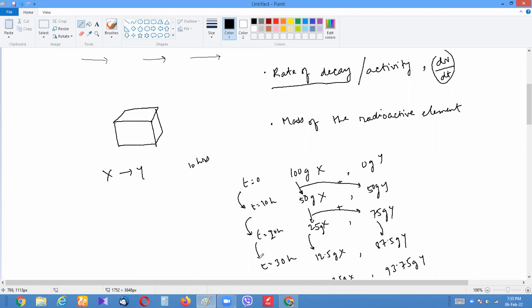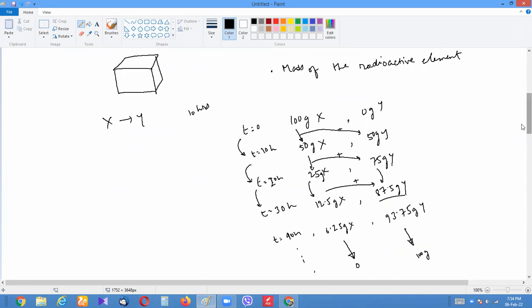After another 10 hours, which is a total of 30 hours, we're gonna have 12.5 gram of X, and whatever was decayed will get added to 75 gram. So we're gonna have 87.5 gram of Y. And if I write another one, after another 10 hours at t equals to 40 hours, we're gonna have 6.25 gram of X approximately. We have to say the word approximately because natural decay process is not an exact measure. It's a random process by virtue.